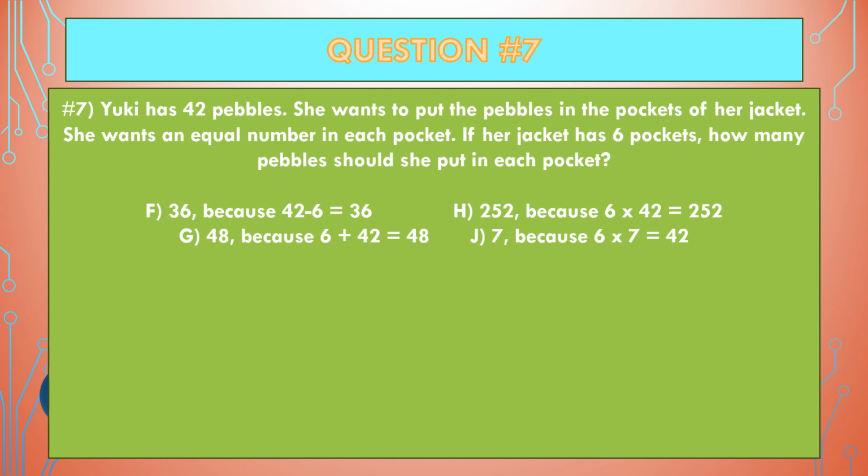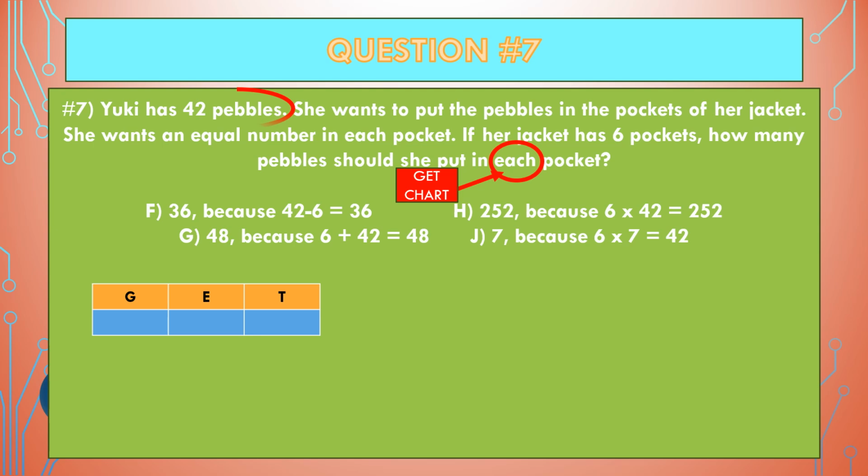Yuki has 42 pebbles. She wants to put the pebbles in the pockets of her jacket. She wants an equal number in each pocket. If her jacket has 6 pockets, how many pebbles should she put in each pocket? I see that word each, which means I need a get chart. Very good. Now, once I have my get chart, then I reread.